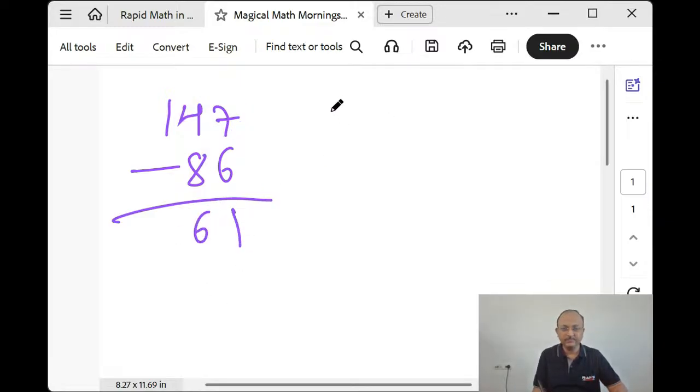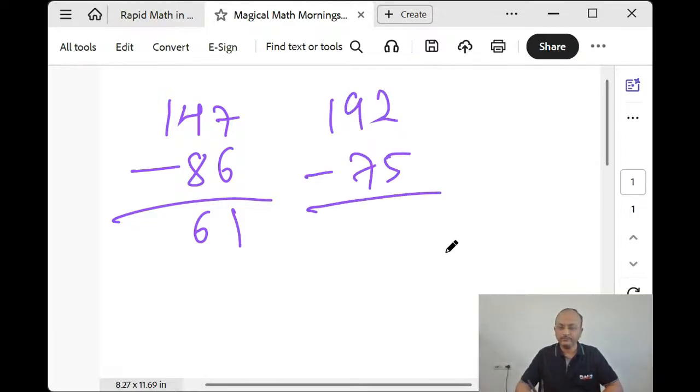If you consider 192 minus 75. 192 minus 75. Quickly. By this time, we should have given the answer, correct? 92 plus 25 is 117. Correct. 90, 20 is 110. Then 5 plus 2, 7. Correct. A little bit of practice, you will get this easily. Let's take one more number.